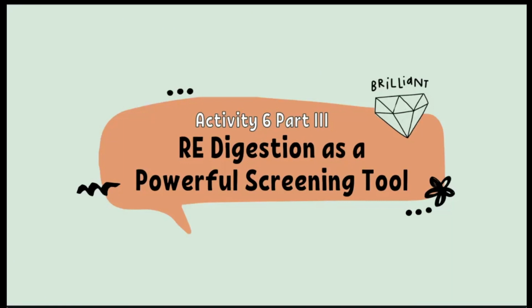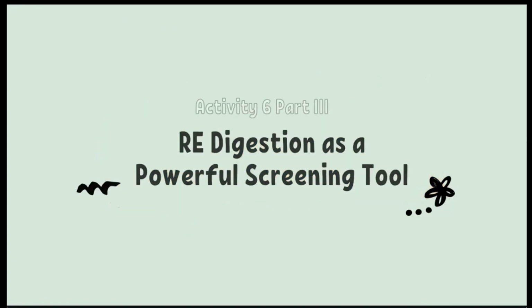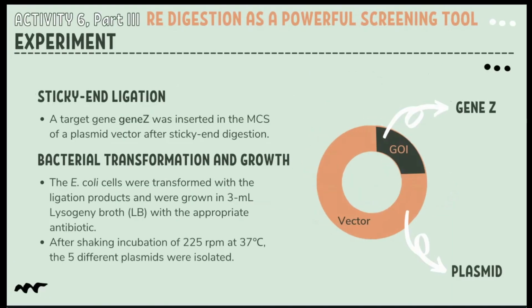Now let's go to activity 6, part 3, RE digestion as a powerful screening tool. This is another activity to test whether you've understood how to make a virtual digest and how to determine the right construct with the resulting gel profiles. So in this experiment, we first do a sticky end ligation where the target gene, gene Z, was inserted in the multiple cloning site of a plasmid vector.